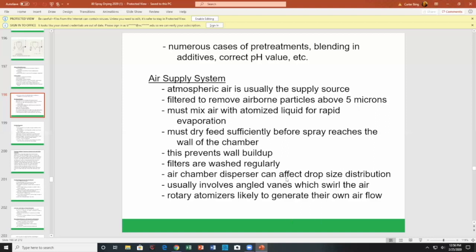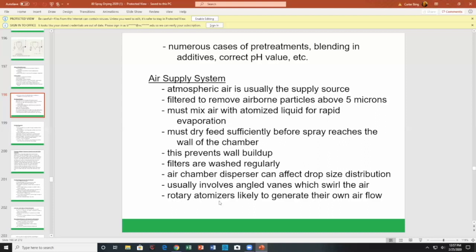Air chamber dispersers can affect drop size distribution, of course. Drops hitting other drops usually involves angular vanes which swirl the air. Swirling keeps the stuff off the wall, of course. We're assuming that the rotational speed of the impeller is the same as the velocity of the drop. But if the air is swirling, the distance to the wall is a lot larger, right? Because the drop will have a tendency to swirl as well, and it swirls over a larger distance than that between the atomizer and the wall. So the swirling air is going to help you out there.